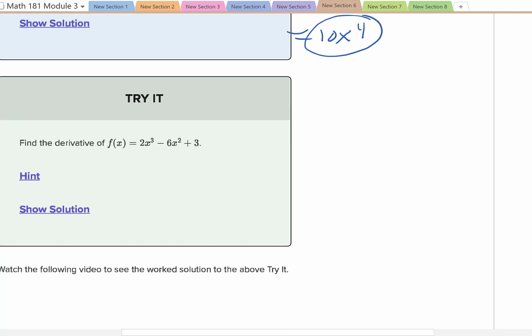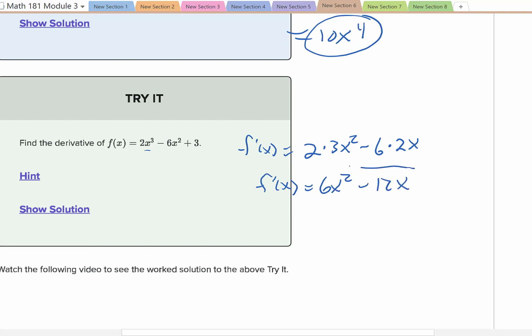And for this one, same type of thing, for our f prime of x, I'm going to have a 2, we can factor that 2 out, times, now the derivative of x cubed is going to be 3x squared, minus 6 times the derivative of x squared, which is 2x, and the derivative of 3 is 0. So our f prime of x is 6x squared minus 12x.